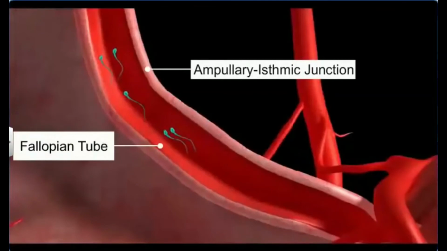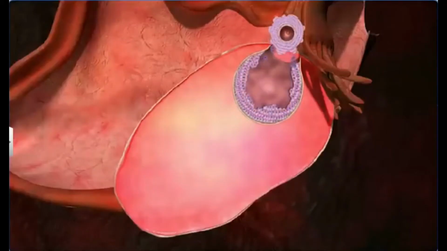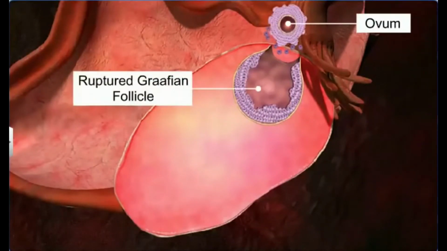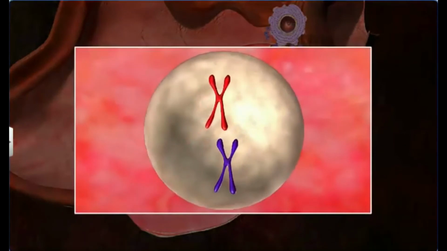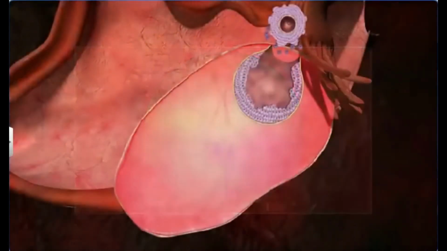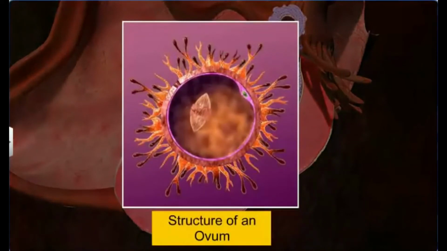In the meantime, the ovum, after completing the first meiotic division, gets released into the fallopian tube with a rupture of Graafian follicle. Upon its release, the ovum begins to undergo second meiotic division. However, the division does not go beyond the first phase. Interestingly, the ovum contains only the X chromosome.